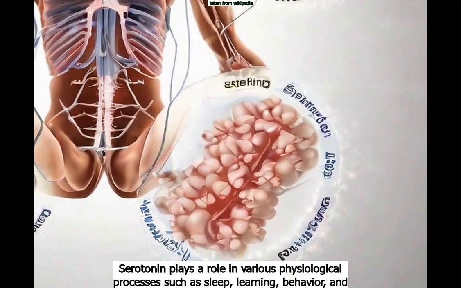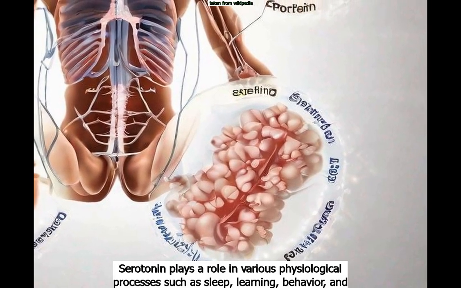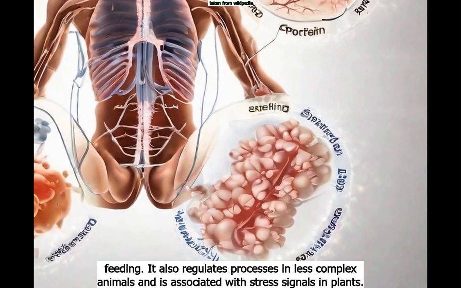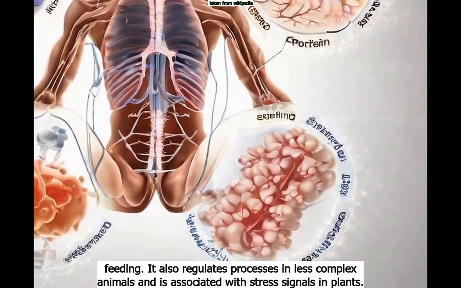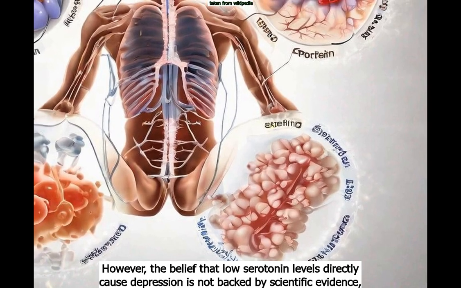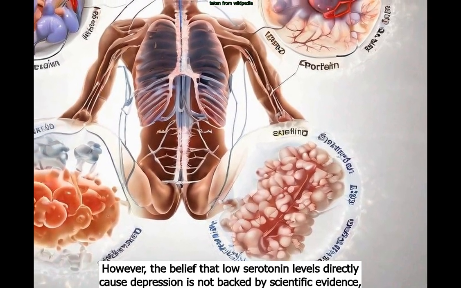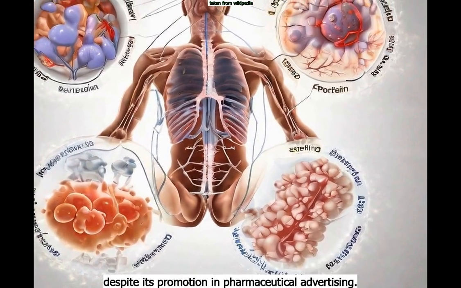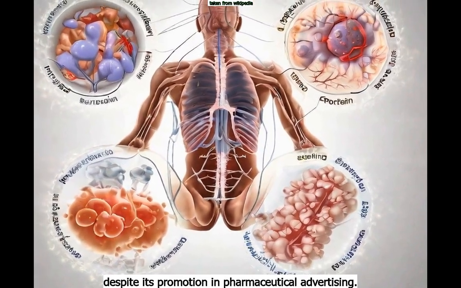Serotonin plays a role in various physiological processes such as sleep, learning, behavior, and feeding. It also regulates processes in less complex animals and is associated with stress signals in plants. However, the belief that low serotonin levels directly cause depression is not backed by scientific evidence despite its promotion in pharmaceutical advertising.